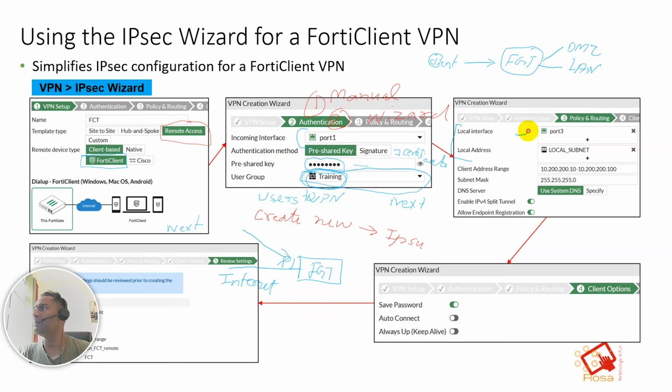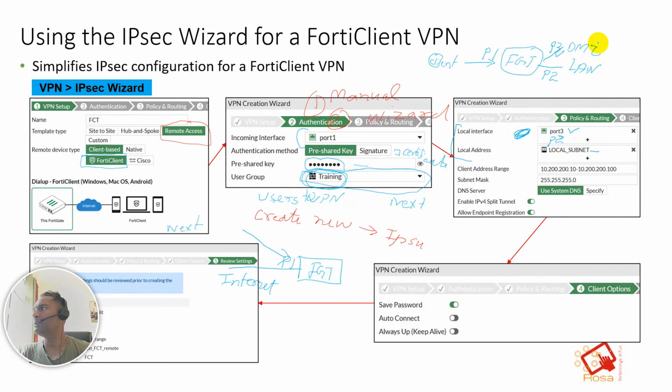So local interface means the interfaces that the VPN user can access from the VPN. For example, this port is port1, this LAN port is port2, and DMZ is port3. So you will select the local interface as port3, and port2. If there are multiple interfaces, you can click on port2 also. And then local subnet: the subnet that you want VPN users to access.